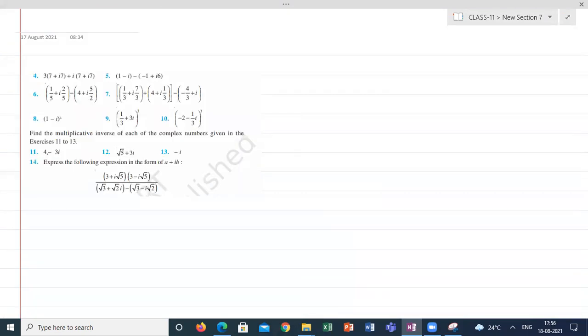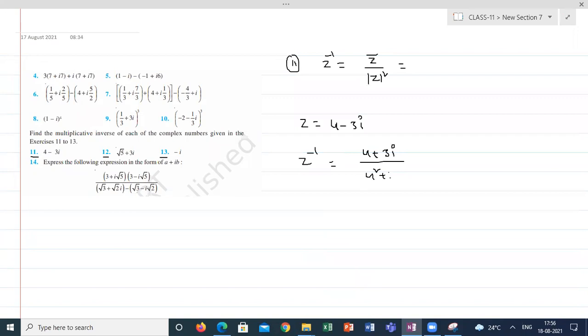It's asking the multiplicative inverse of the 11th one, 12th one, and 13th one. One of the easiest methods is what? Z multiplicative inverse is Z bar by modulus of Z whole square, correct? Yes, sir. So Z is equal to 4 minus 3i and Z inverse will be equal to 4 plus 3i divided by 4 square plus 3 square, correct? 16 plus 9. This is 4 plus 3i by 25.